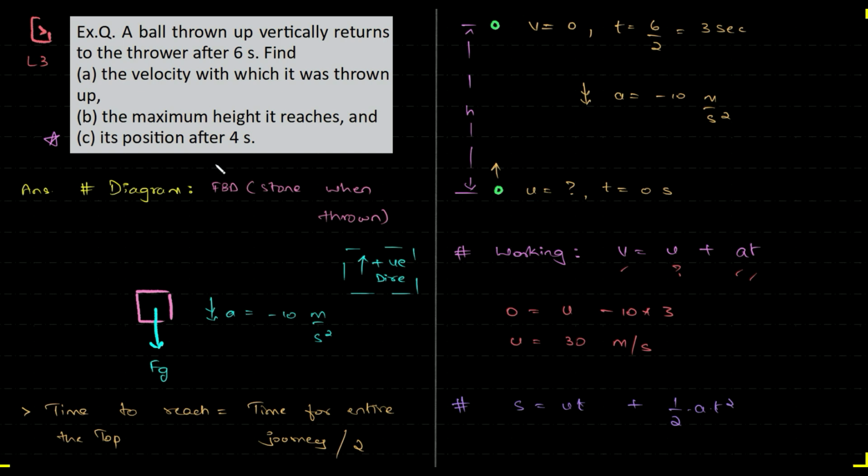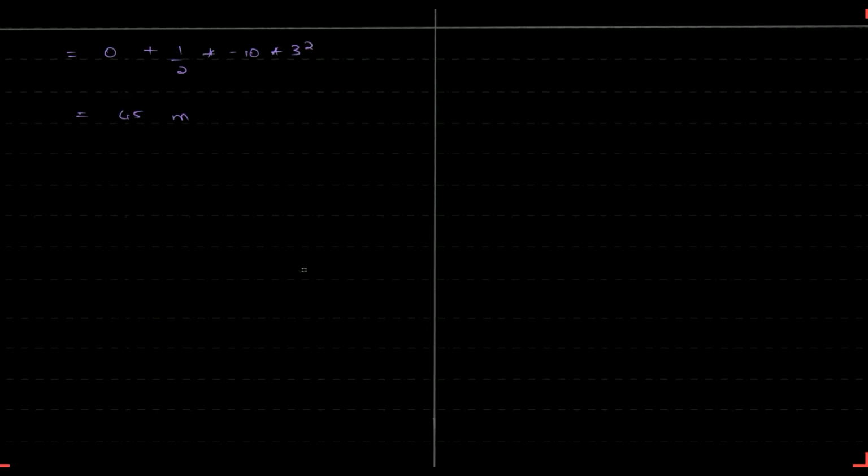Its position after 4 seconds. See, at the 4th second what happens? This was 0 seconds. This is 3 seconds. And at the 4th second it will be somewhere along the way. So we have to figure out what this position is. This is for question number C. I'm not marking it as A, B and C because anyway the point is the final answer. If you write it in an orderly manner, that's good enough.